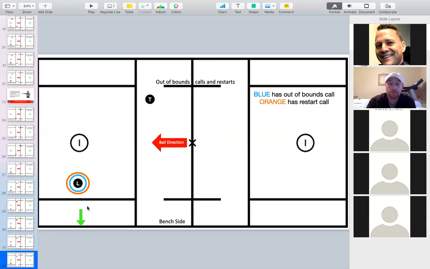Same thing as before. Trail's restart responsibility is all above the restraining line in his alley and anything on his sideline. Lead's responsibility is to call all inline calls, both restart and out of bounds, in his alley. Above the restraining line, he's going to call out of bounds, but not the restart.